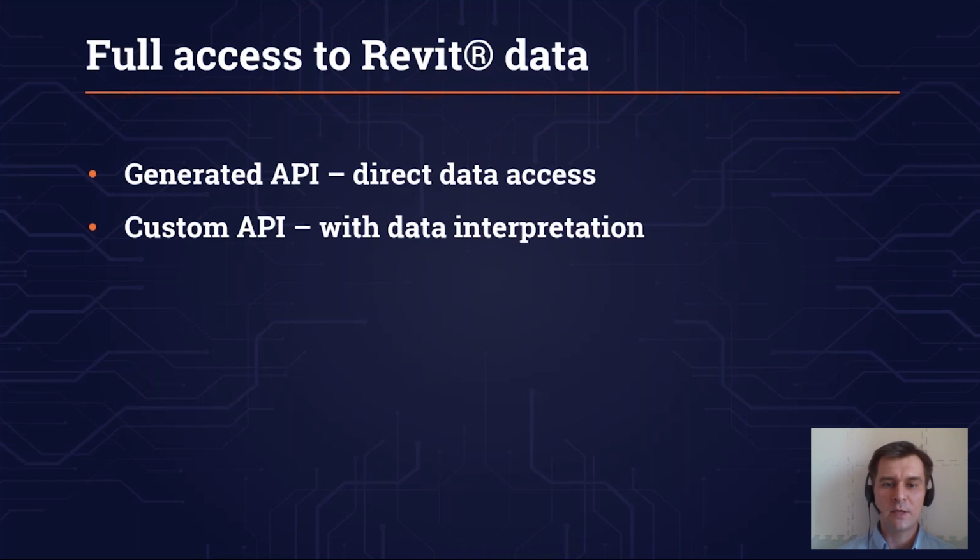Our API provides access to all the data that is stored in Revit files, but developers who are familiar with the Revit API find some differences, because we provide access really to all the data that is stored in the Revit file, but the Revit API hides some of the data and doesn't provide access to it. So you are able to see more data in the Revit file with our API.